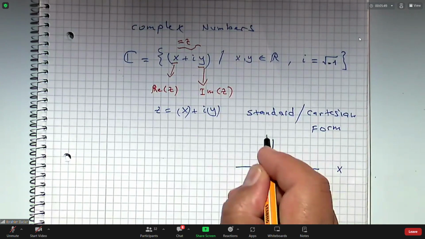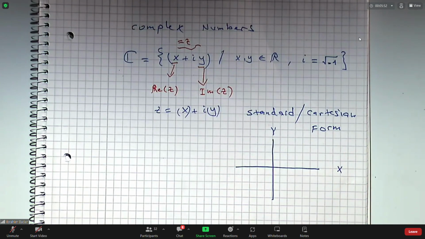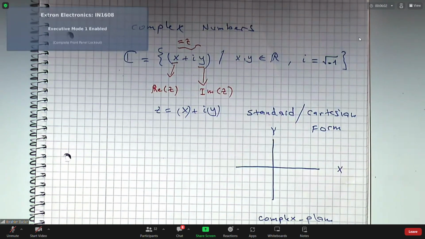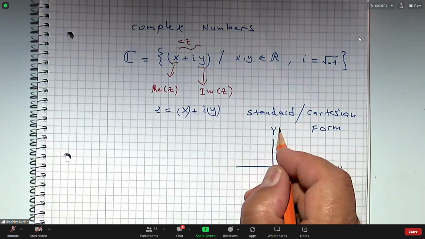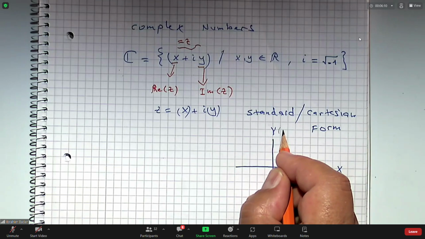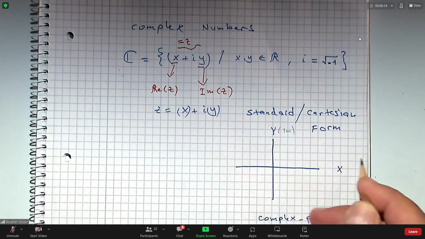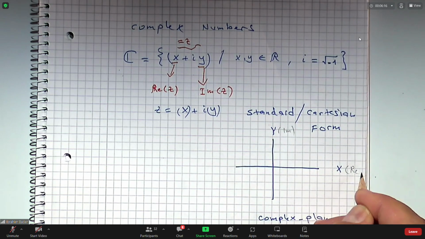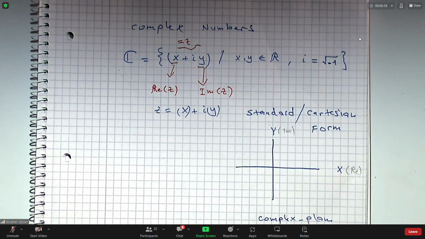This XY plane, because it's a special XY plane, we will call the complex number plane, where by definition the imaginary part will go here. So this one is for the imaginary, this one for the real. So this is by default, by definition.